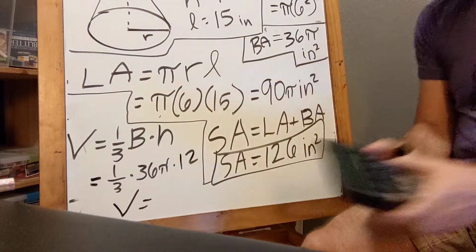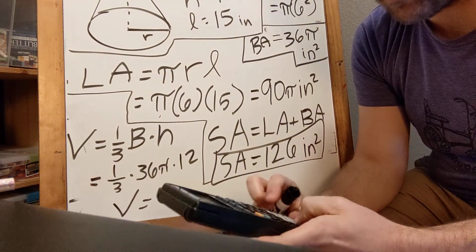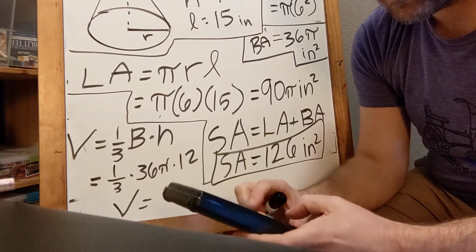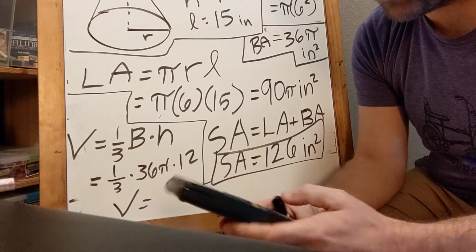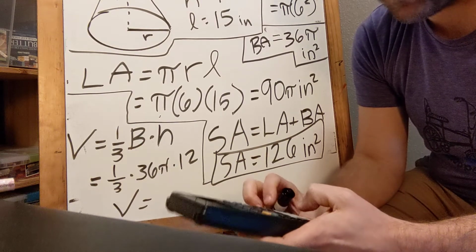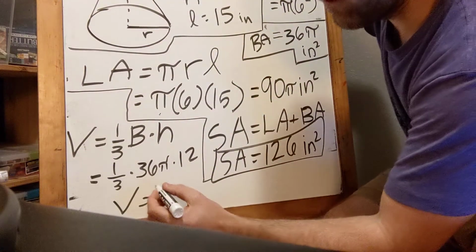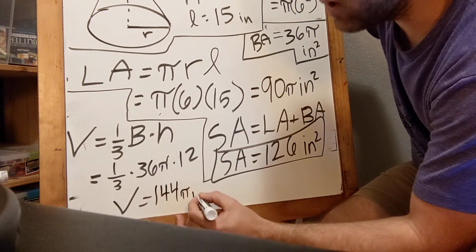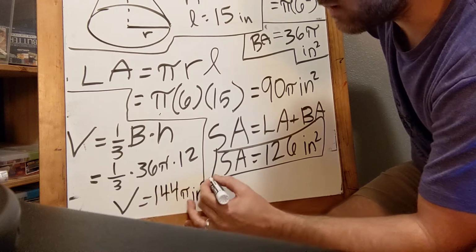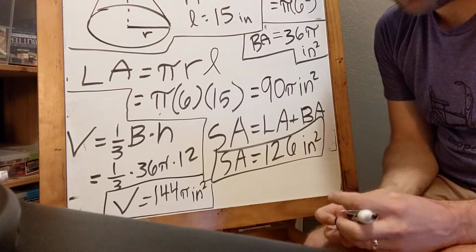So let me do 36 times 12 times 1/3. Make sure you put parentheses around the 1 and the 3 when you do 1/3. 1 divided by 3 times 36 times 12. And I get 144 pi inches squared. That's the answer for volume.